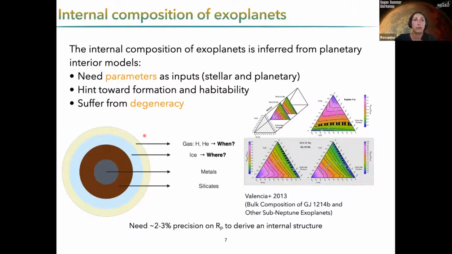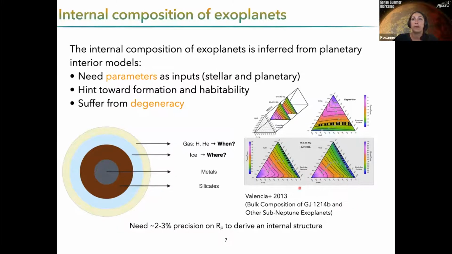or gas around the planet, we will be able to know when it was formed, before or after it was too close to the star, so the atmosphere is irradiated. If there is ice of any element, we will know if it was made beyond the snow line or not. And of course, the metals and silicates tell us about the disk in which it was formed. So to infer the composition of these exoplanets, we use models.